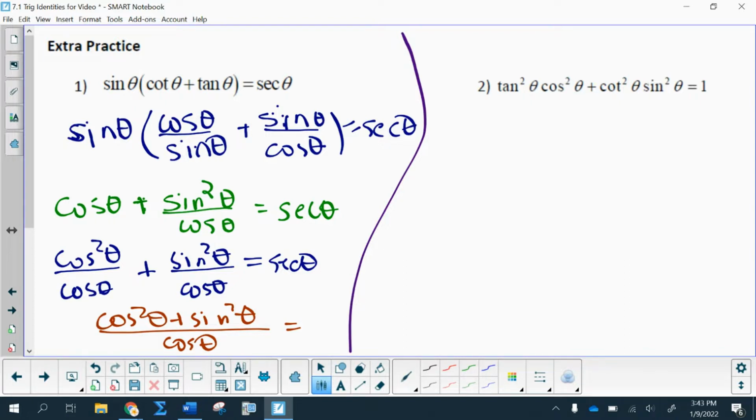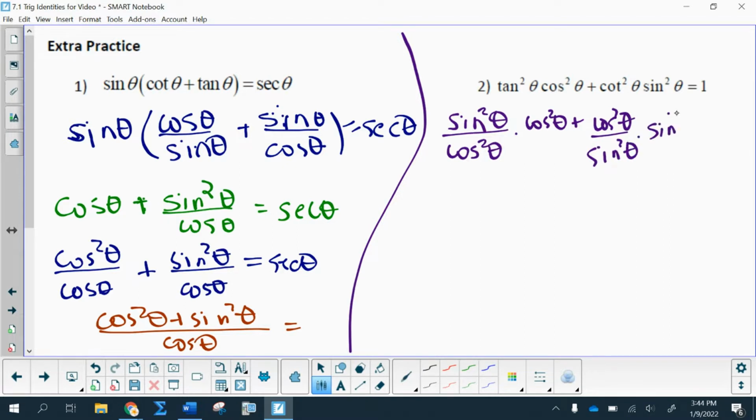So let's see. Tangent squared becomes sine squared over cosine squared times cosine squared. Yep, stuff is going to cancel. And cotangent squared becomes cosine squared over sine squared times sine squared. And then I can cancel those things like that, and I am left with sine squared plus cosine squared, which is an identity.